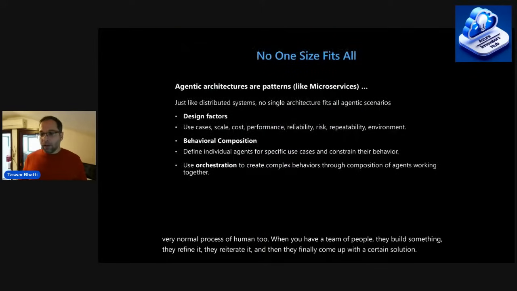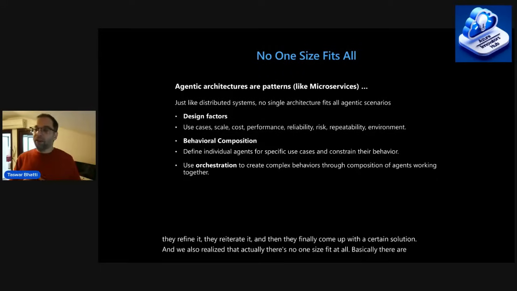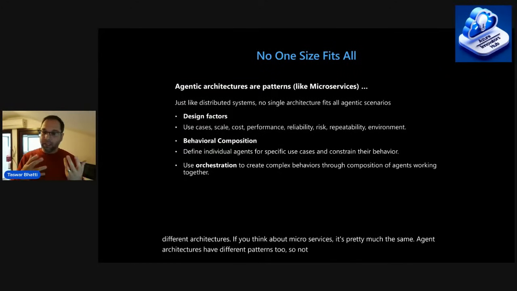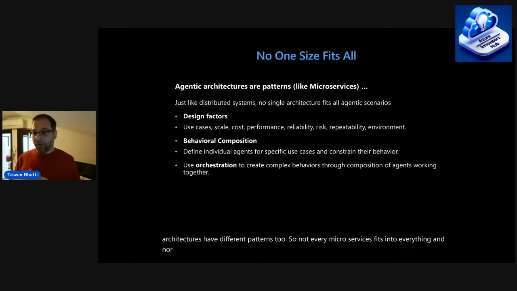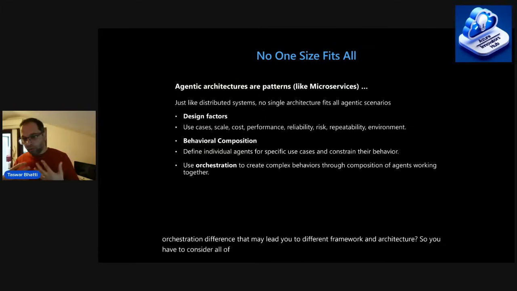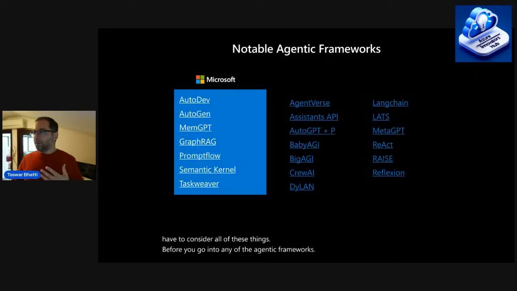We also realize that there's no one size fits all. There are many different architectures. If you think about microservices, it's pretty much the same. Agentic architectures have different patterns too. Not every microservice fits into everything, and nor does every agentic framework. So you have to think about design factors. What are the behavioral needs that I need? What are the orchestration differences that may lead you to a different framework and architecture? You have to consider all of these things before you go into any of the agentic frameworks. Now, you see over here, on the left-hand side, here are all the ones that Microsoft developed.